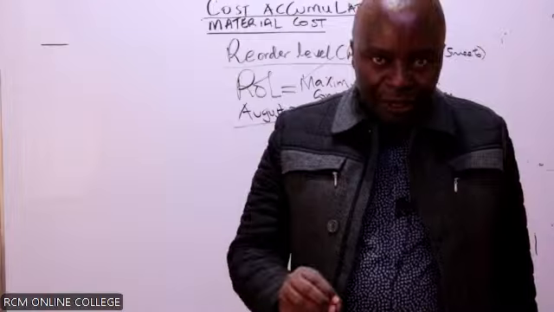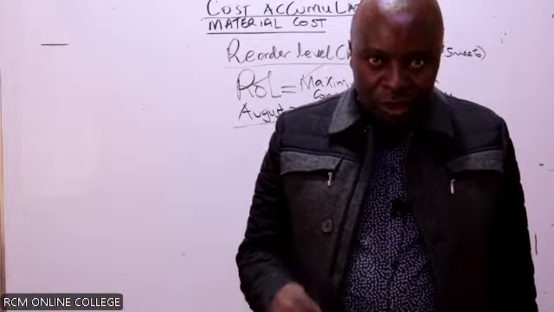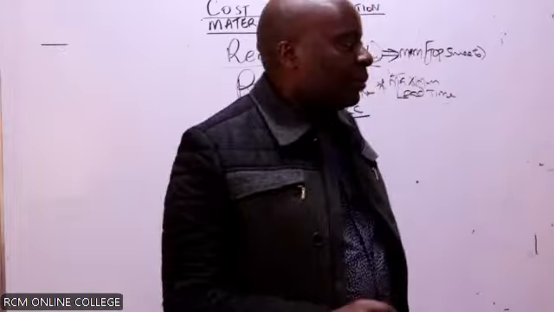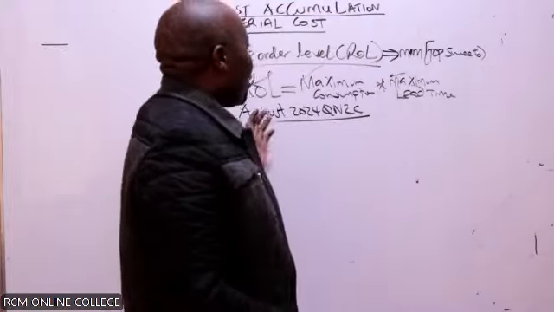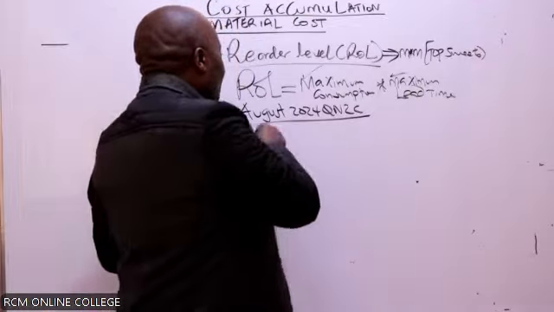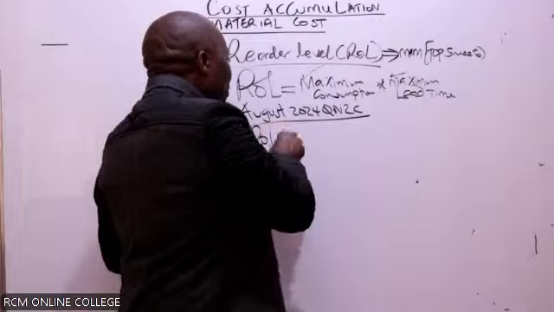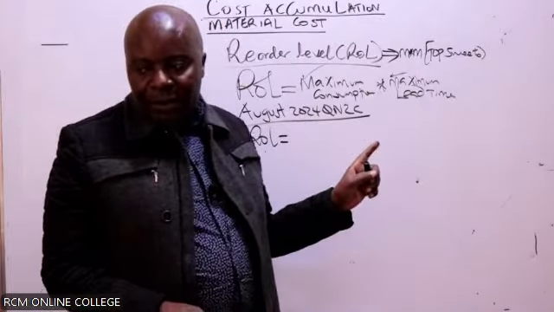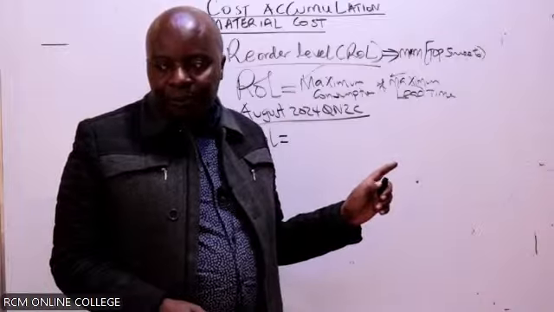So as a management accountant, I know that I cannot get any stock level before I get the reorder level. And to roll up things, this is the rule: you take maximum consumption times maximum lead time. So in this particular case, are you able to see the maximum consumption from the question?